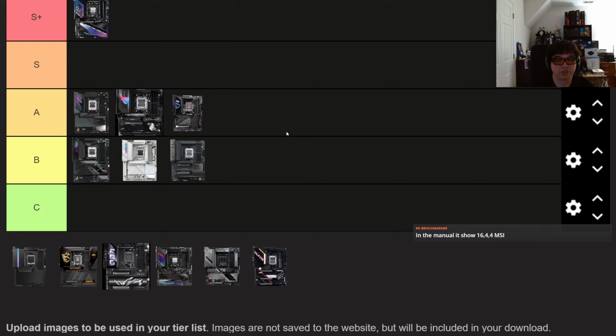In the manual, it shows 1644. It's 16.8. It's 1604 or 884 or... no, it's 16 0. So 16 0 meaning nothing's in the second slot, and then X4, or 884, or 844 if the M.2 is plugged in.